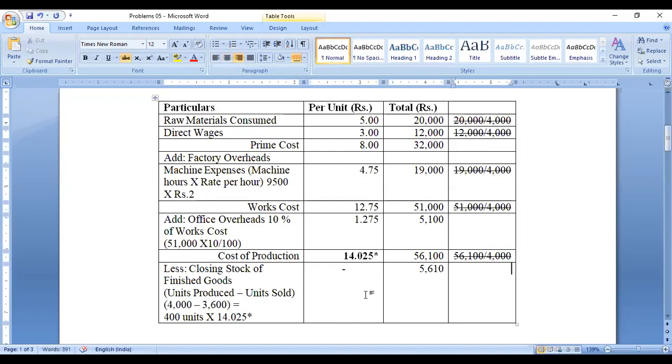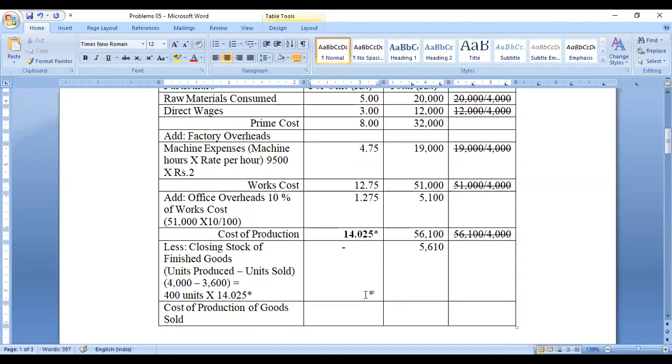Then minus, cost of production of goods sold. So it is arrived. This amount is the same amount, 14.025. So you have to subtract it from 56,100. The answer is 50,490. This is the cost of production of goods sold.